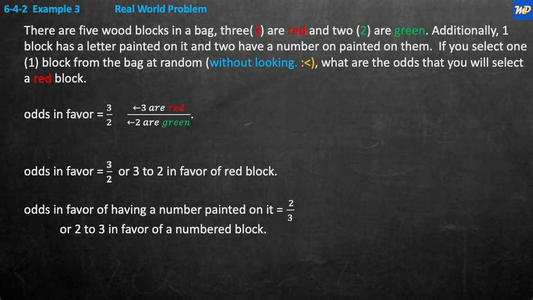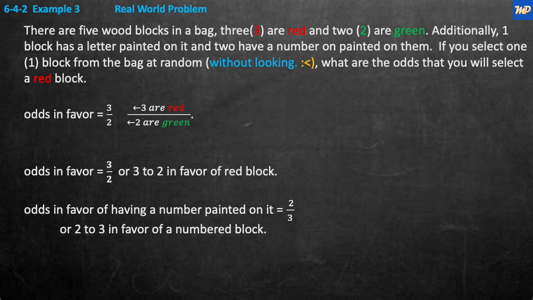A real world problem. This is a little tricky, but let's see if we can make it work here. There are 5 wood blocks in a bag. 3 of the blocks are red and 2 of the blocks are green. Additionally, 1 block has a letter painted on it and 2 blocks have numbers painted on them. If you select 1 block from the bag at random, without looking, what are the odds that you'll select a red block?